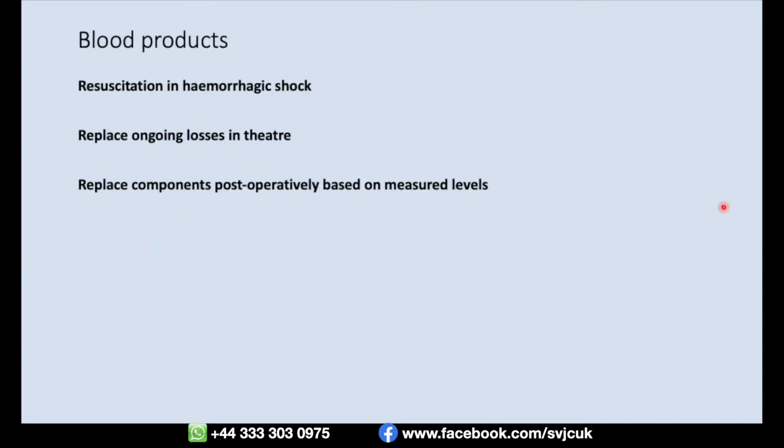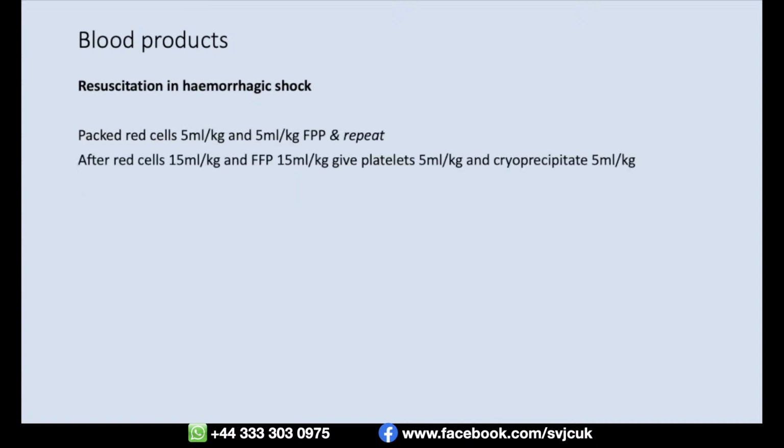So I'll move on to talking a little bit about blood products. In my mind, there are sort of 3 situations in which I might be giving blood products, and I might give them differently in each of these situations. So we'll start by talking about resuscitation in hemorrhagic shock. And really, simply, if a child is hypovolemic because of hemorrhage, if they're in hemorrhagic shock, they need blood products. They don't need crystalloid, they need blood products.